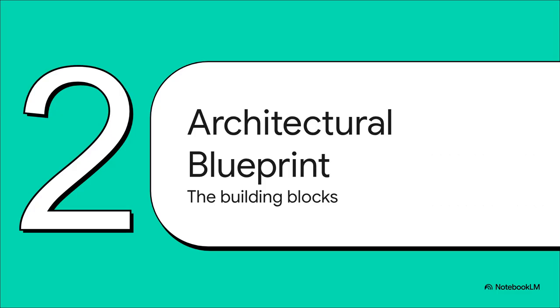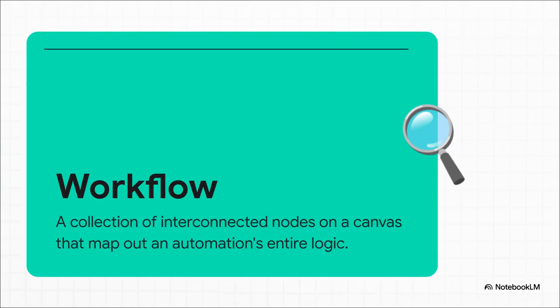Okay, so we've got the philosophy down. Now let's get into the nitty-gritty, the architecture. If you want to really speak n8n, you have to know these fundamental building blocks inside and out. Right, so at the very center of everything in n8n is the workflow. Just think of it like the master blueprint for your entire automation. It's that big visual canvas where you literally map out the whole process, from start to finish.